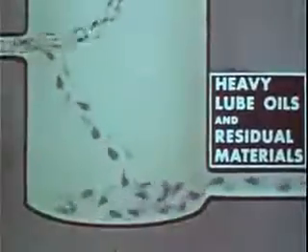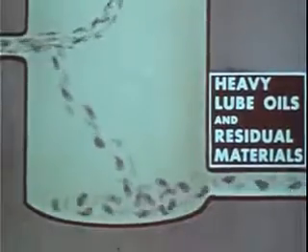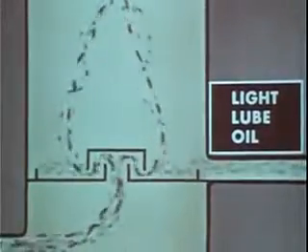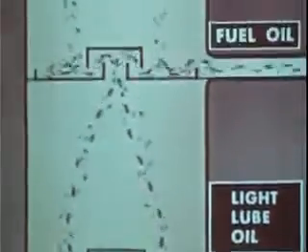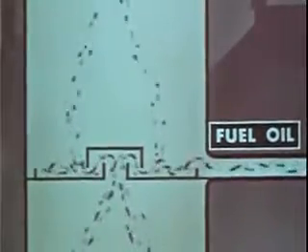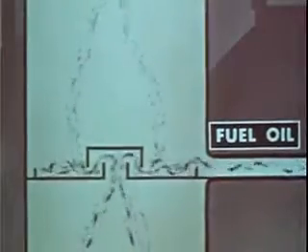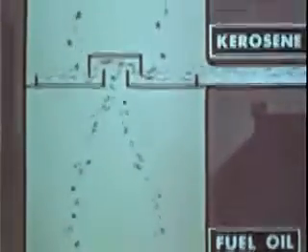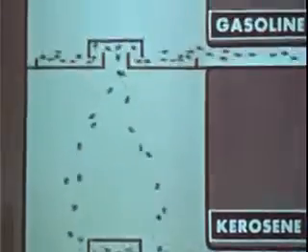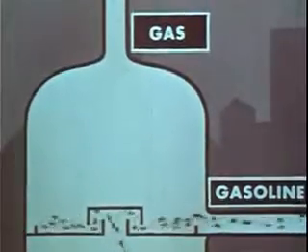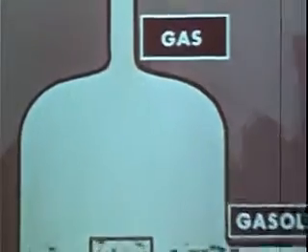Here we see the crude oil being heated. Most of it is vaporized. At the bottom of the bubble tower, unvaporized large molecules of heavy lube oil and residual materials are drawn off. At the second level, the light lube oil is condensed out of the vapor and withdrawn. At the third level, the largest of the lighter remaining molecules condense to form the fuel oil cut. At the fourth level, kerosene is condensed and drawn off. At the fifth level, the gasoline molecules become liquid, leaving the very light gas molecules to go out the top of the bubble tower.